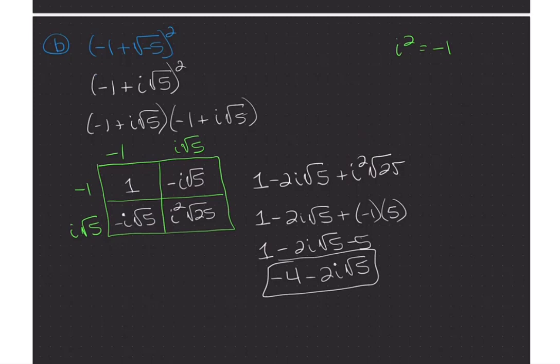Now we have our real part. So our real is the -4. And then our imaginary part is that -2i square root of 5. Alright.